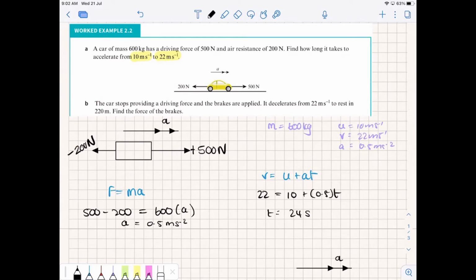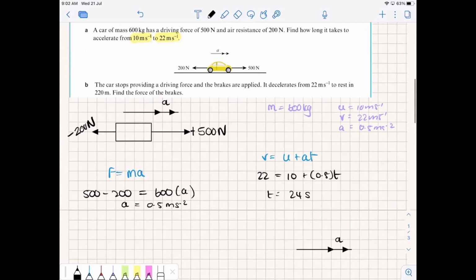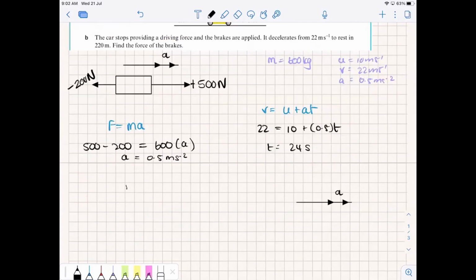So the problem has changed. Can I use the same diagram? I need to change it. The important thing is I don't have a driving force anymore. It's gone, so my original diagram is now not going to work. The best thing to do is make a new one because it's going to take you 10 seconds.